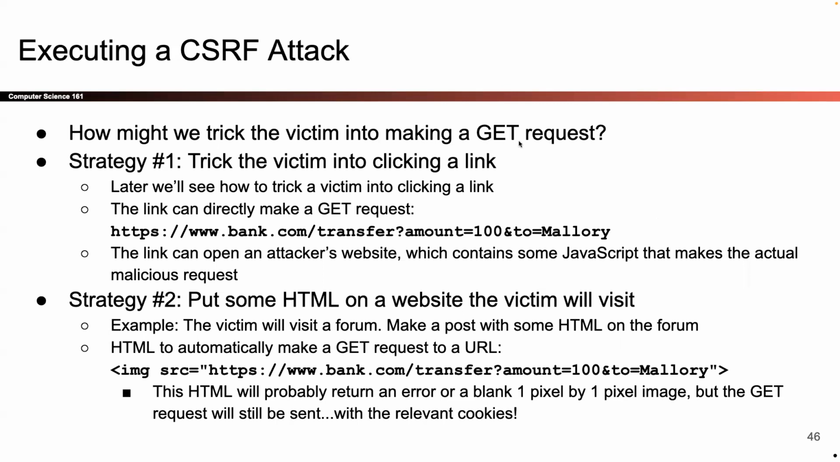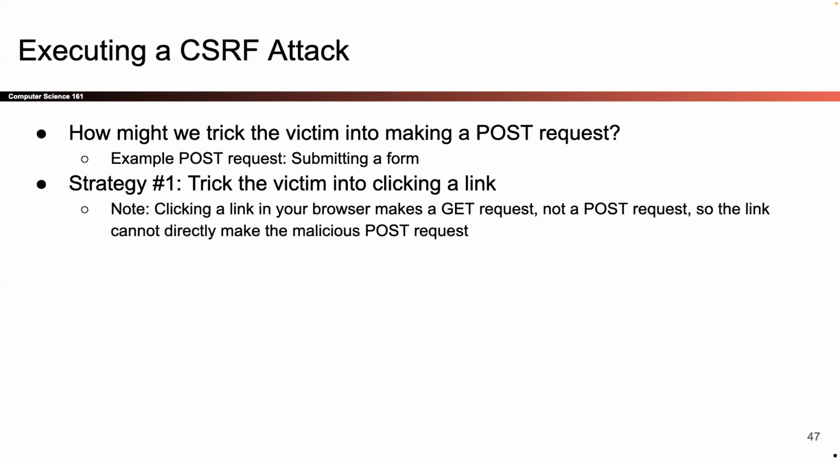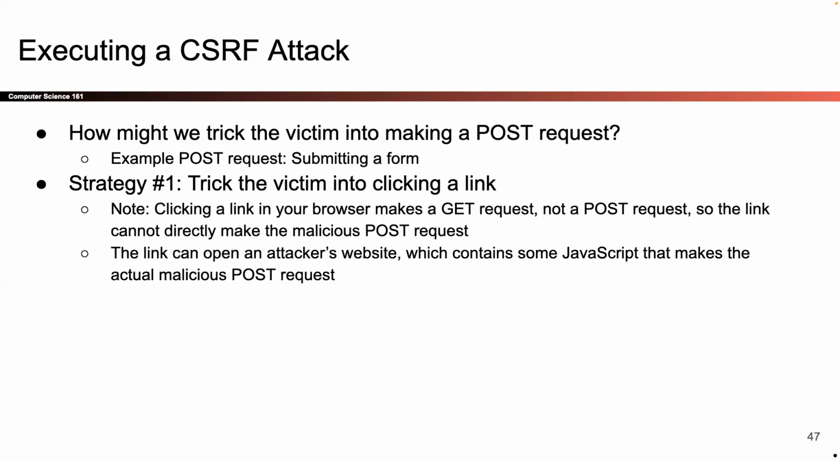Those were simpler because all I have to do is get the user to click on a link or make a GET request. What about POST? POST is a little bit trickier because if I just go into my browser and type a link, that's not a POST request. That's a GET request. And we talked about that last time. So how am I going to make a POST request happen? Well, as we said, if you just click on a link, that triggers a GET request. It doesn't trigger a POST.